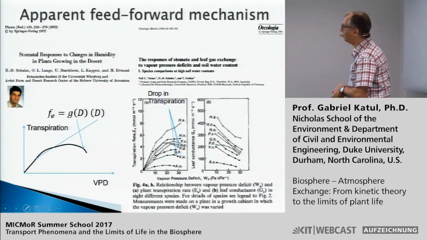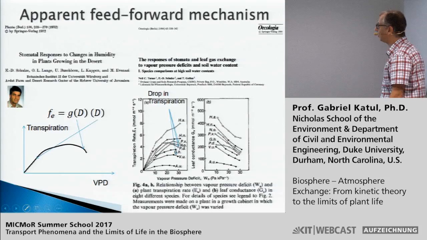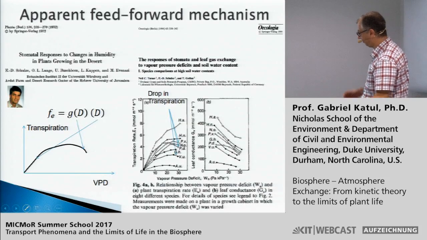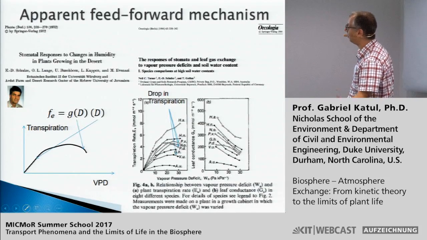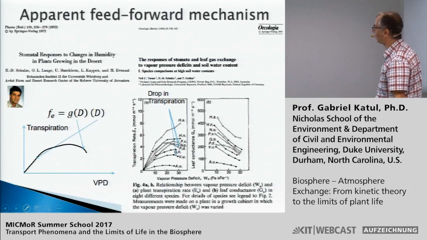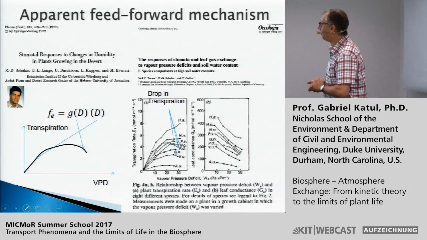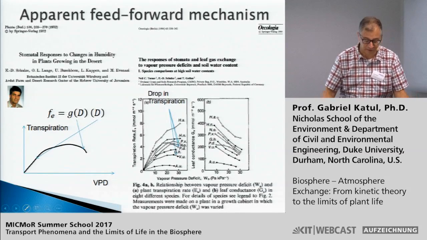stomatal responses to changes in humidity in plants growing in the desert provide some sort of prediction. The stomata can almost predict that aridity in the atmosphere is going to continue, and they are going to shut down before they desiccate. And the idea of the apparent feed-forward mechanism is pretty straightforward.